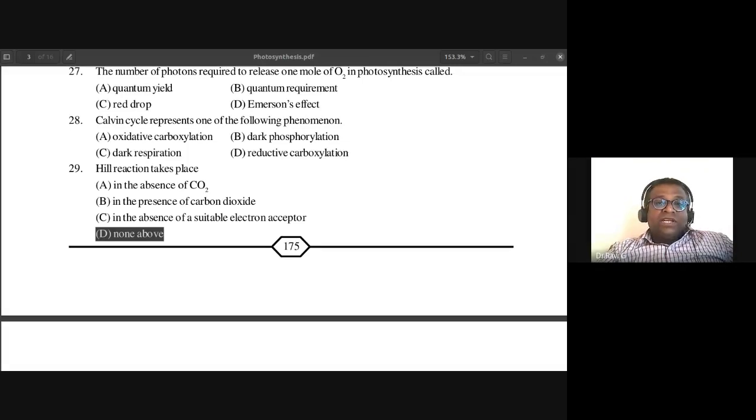The Hill reaction depends on electrons released during the light dependent stage of photosynthesis. So that is the answer. Here it is not about carbon dioxide presence or absence of electron acceptor. The Hill reaction takes place whenever electrons are released during the light dependent stage of photosynthesis.